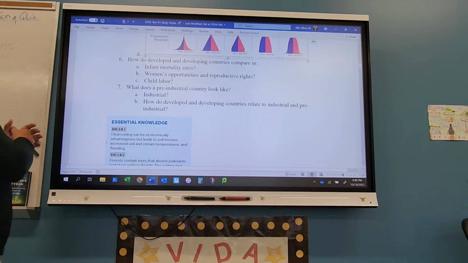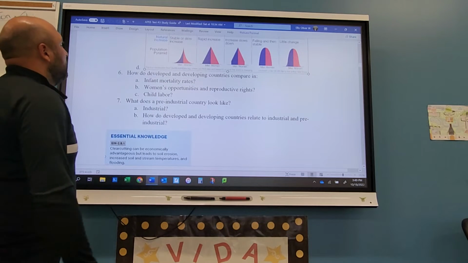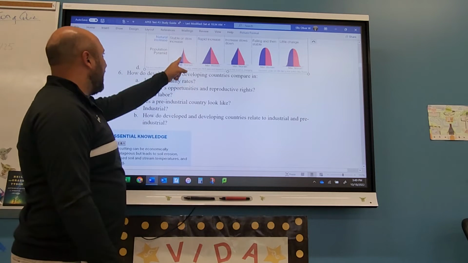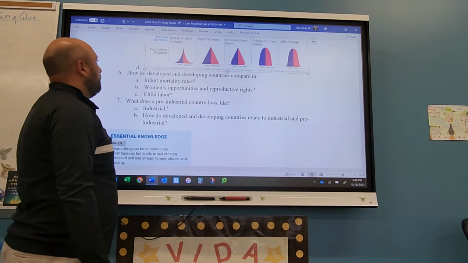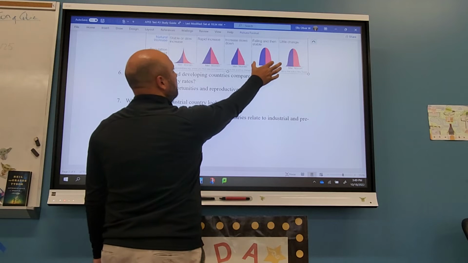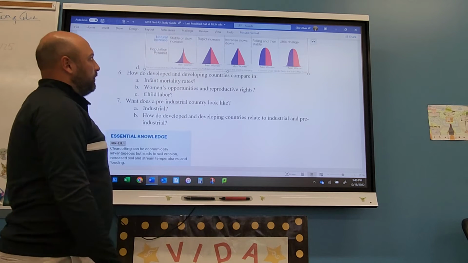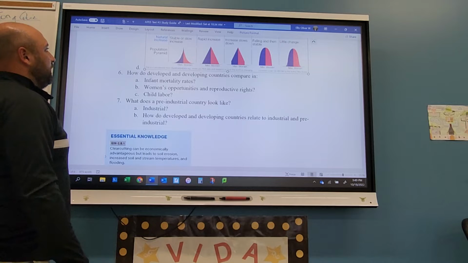How do developed and developing countries compare in infant mortality rates? So here we have a developing country. We see we have a high infant mortality rate because there's not many infants surviving to older ages. In a developed country, you'll see anybody who's born pretty much survives on the way up. So they have a low infant mortality rate.